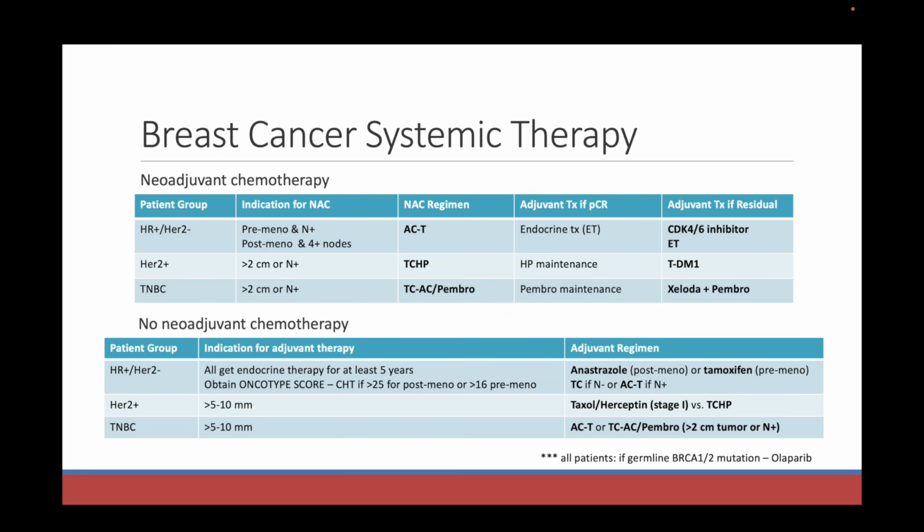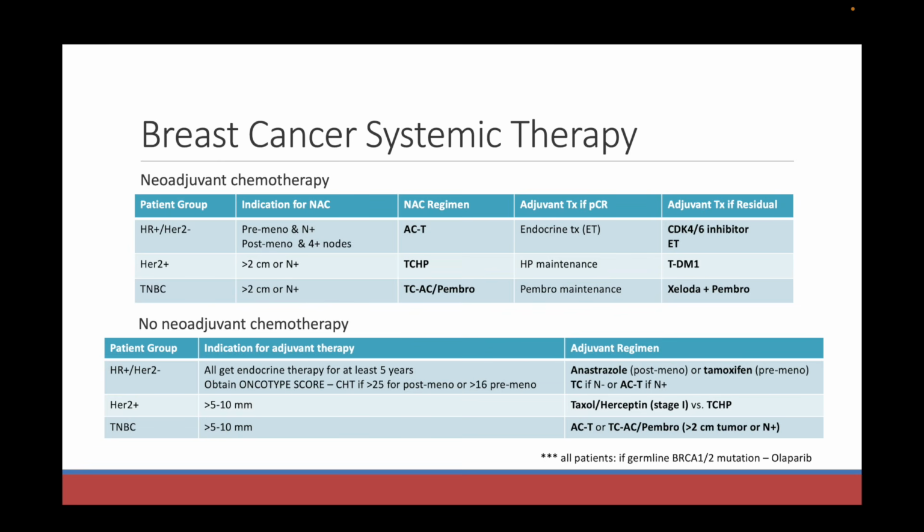If they have residual disease, though, you need to give them something more because they didn't respond well to the upfront chemo. So for hormone positive, HER2 negative, it's a CDK4 or 6 inhibitor, such as abemaciclib or ribociclib, and endocrine therapy. For HER2 positive, we give them TDM1. And for triple negative, we give them Xeloda with their maintenance pembrolizumab.